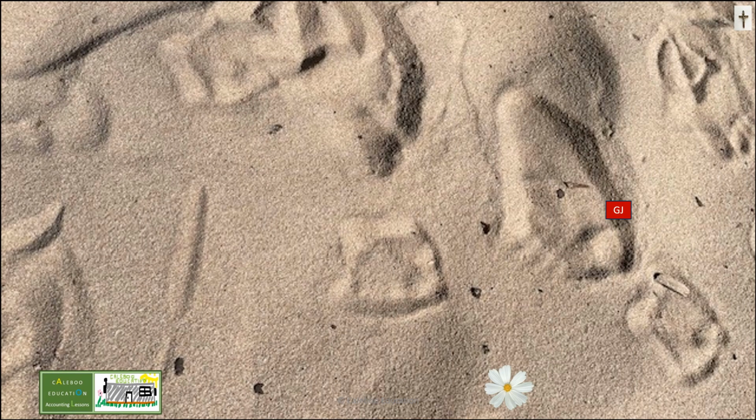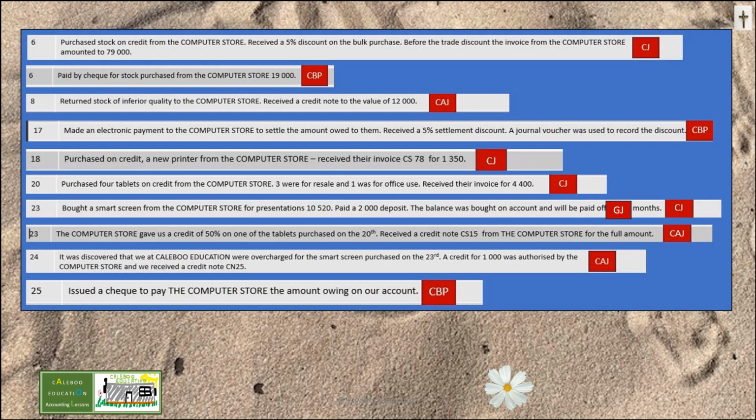Remember I said I would just throw in the Creditors Ledger of Calibu Education. So I thought I would demonstrate this. But here are the transactions which relate to the computer store. There you can see the computer store, the computer store. Now remember, the computer store is our supplier. We purchase from them on credit. What journal are we looking at? The creditors journal. We are only recording credit purchases from the computer store.